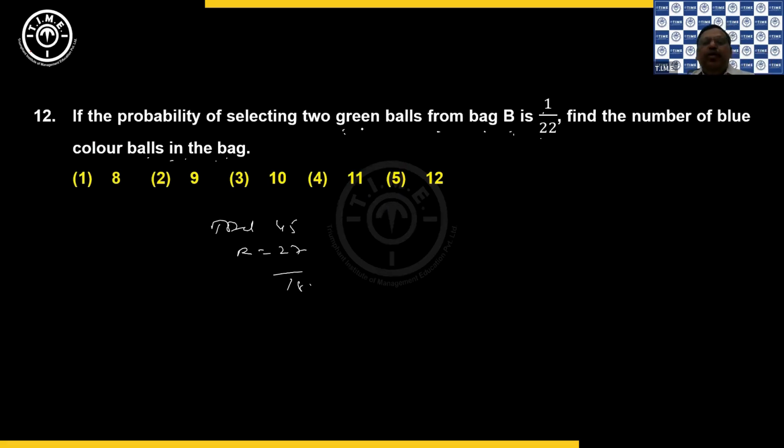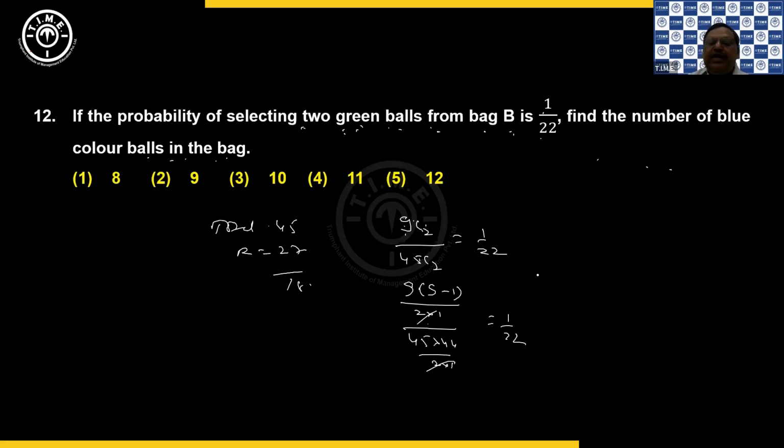Now what is the question? Probability of selecting two balls, first of all, out of the bag will be 45C2. Right? So friends, two green balls means if there are G green balls, it is GC2. GC2 by 45C2 is 1 by 22 because it's two balls, not one ball. So friend, GC2 means it is G into G minus 1 by 2 into 1. G into G minus 1 by 2, 45 into 44 by 2 into 1, this equals 1 by 22.